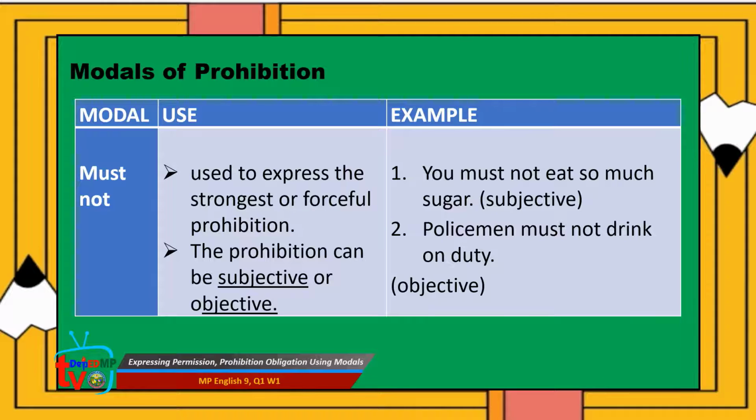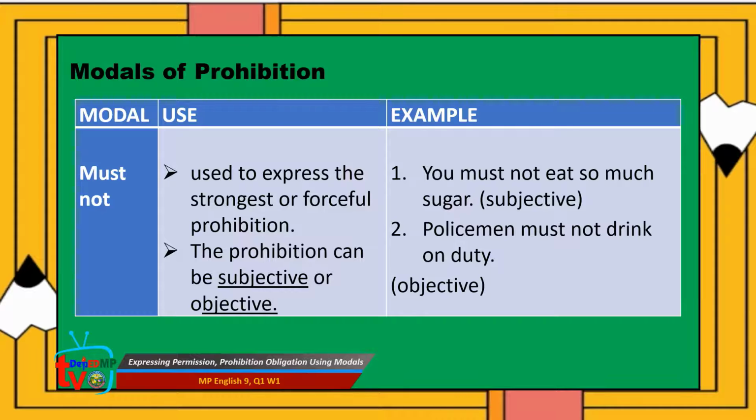Of the 3 modals, must not is used to express the strongest or forceful prohibition. The prohibition can be subjective or objective. When we say subjective, it is the speaker's opinion, while objective, it is a real law or rule. We have 2 examples here. The first is subjective and the second is objective. Let's start with the first one.